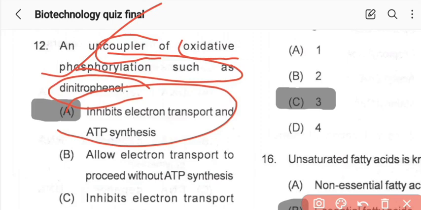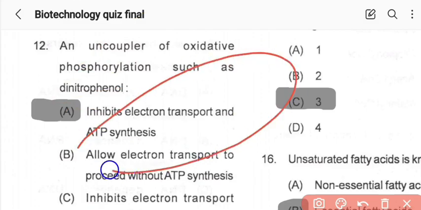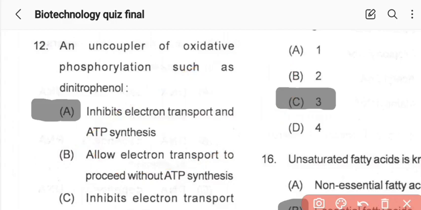So by uncoupling the electron transport chain, whatever the electron transport chain is present in the mitochondrial membrane, it will uncouple that compounds, by which what will happen? The ATP synthesis will be paused or the poison will kill the organisms.